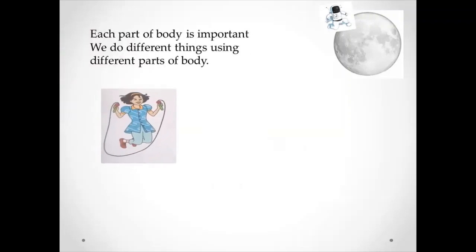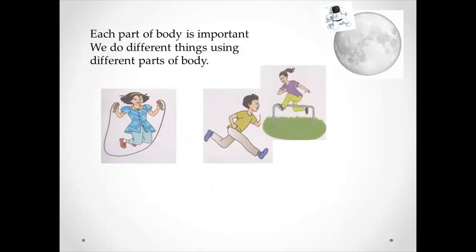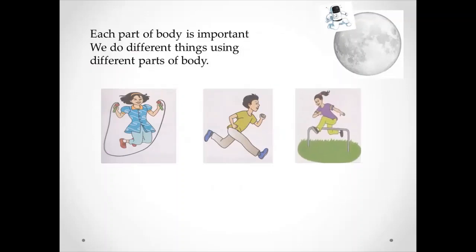We do different things using different body parts. For example, look at this picture. The girl is using her hands to skip the rope. In another picture, the boy is using his hands and legs to run. Again, look at the third picture. The girl is using her legs to jump.